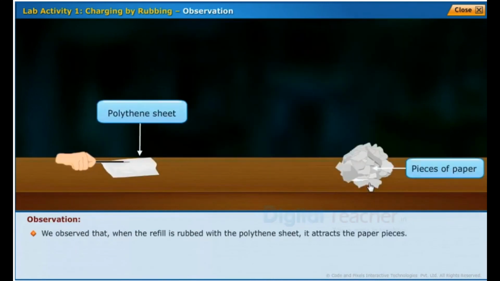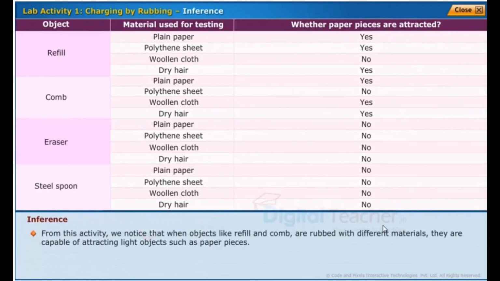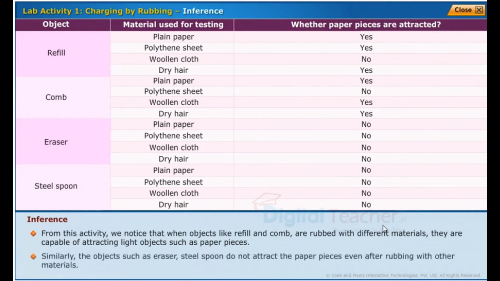We observe that when the refill is rubbed with the polythene sheet, it attracts the paper pieces. Similarly, the refill does not attract the paper pieces when it is rubbed with a woolen cloth. From this activity, we notice that when objects like refill and comb are rubbed with different materials, they are capable of attracting light objects such as paper pieces. Similarly, the objects such as eraser, steel spoon do not attract the paper pieces even after rubbing with other materials.